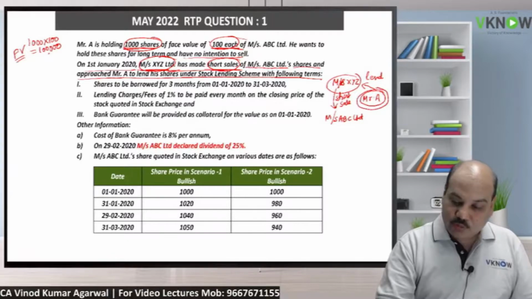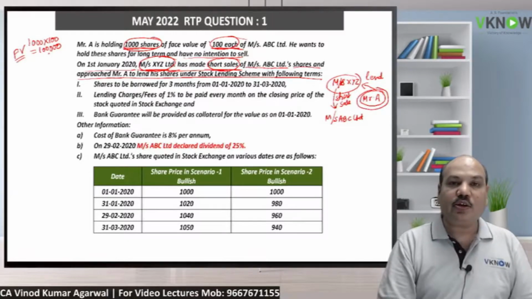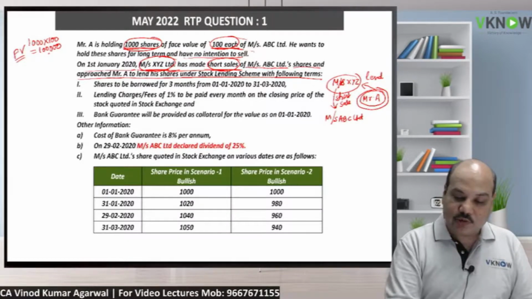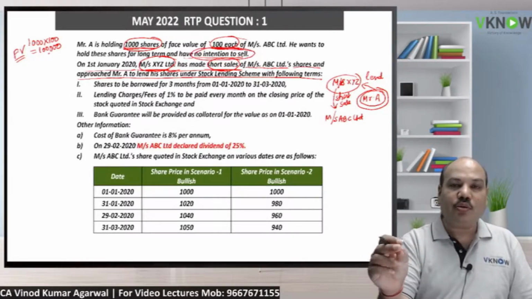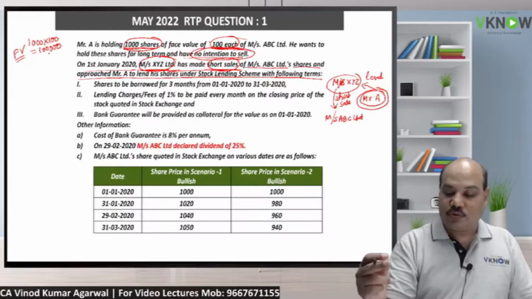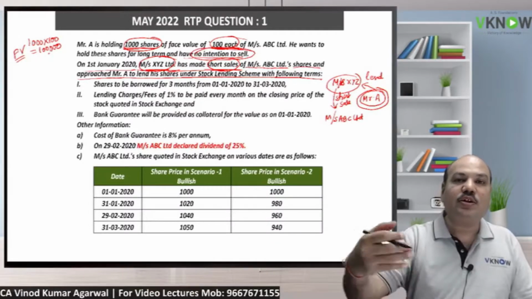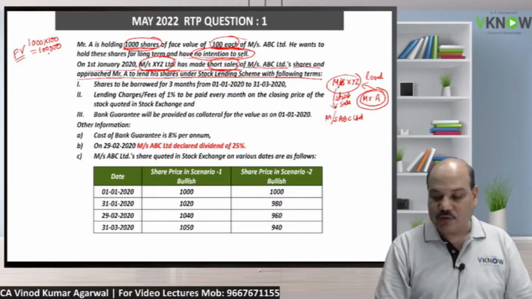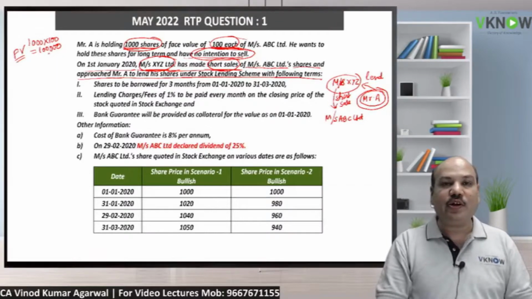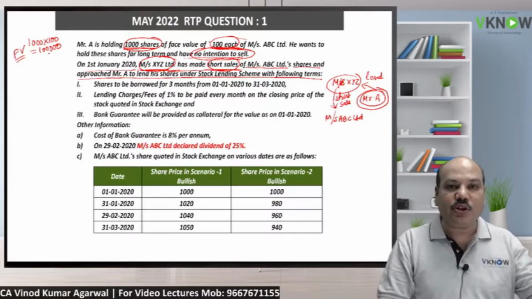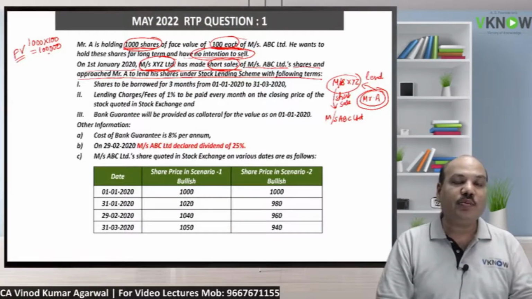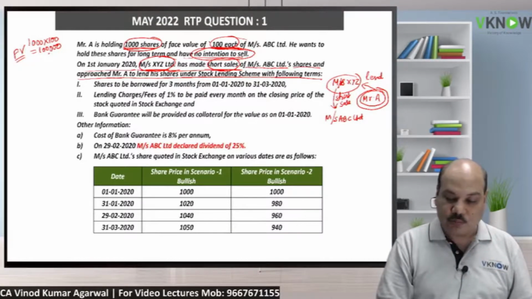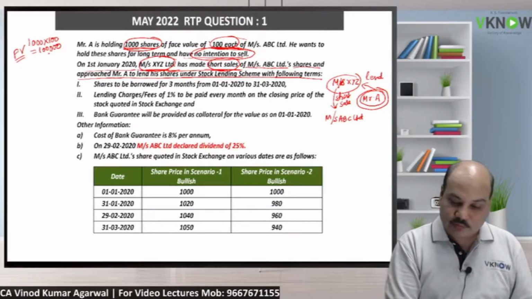And the benefit to Mr. A is, he will get stock lending charges. In any case, he has no intention to sell. Shares are going to lie idle in his account. Therefore, Mr. A will earn some stock lending charges. Messrs. XYZ will benefit if the price of the share falls. Messrs. XYZ would lose if the price of the share goes up. So let us see what happens.